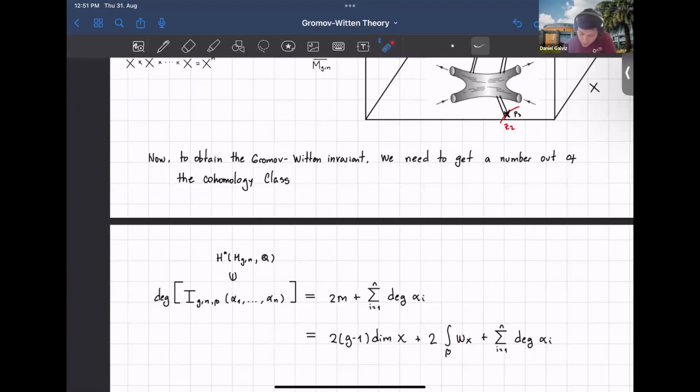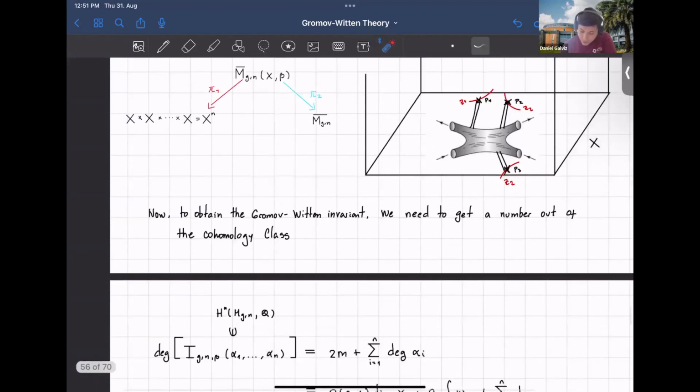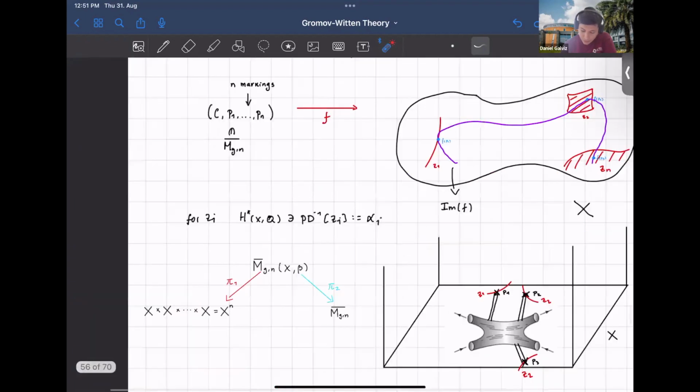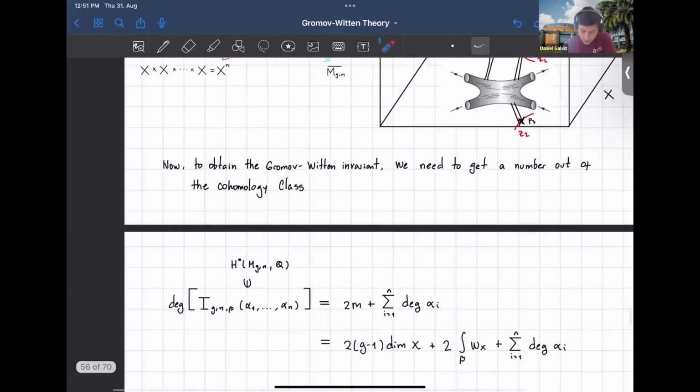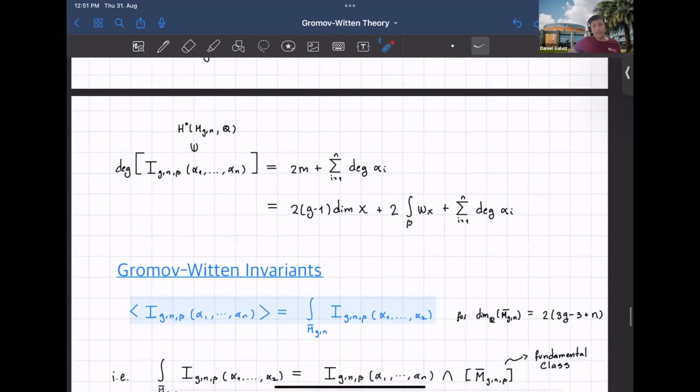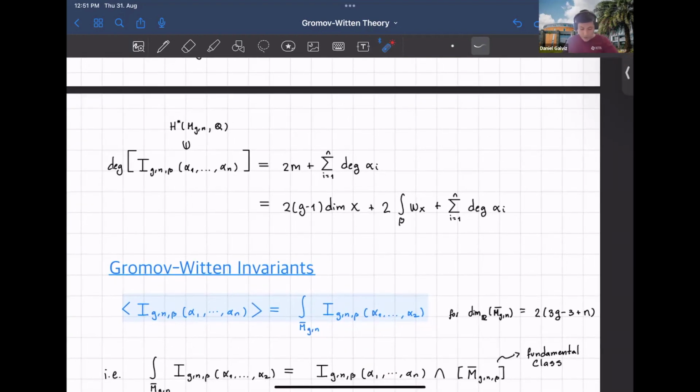And then this counts the degree of the alphas associated with the cycles that we are defining. Now, Gromov-Witten invariant, as I say, we want a number out of our cohomology class. How do you get a number? Well, you will integrate, because this lives in a cohomology class.